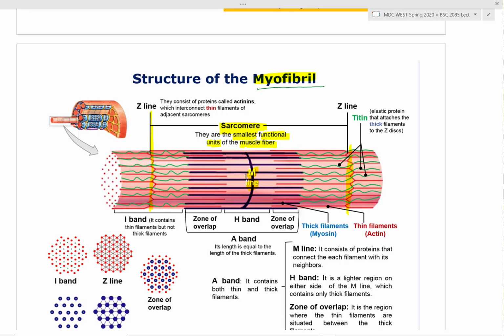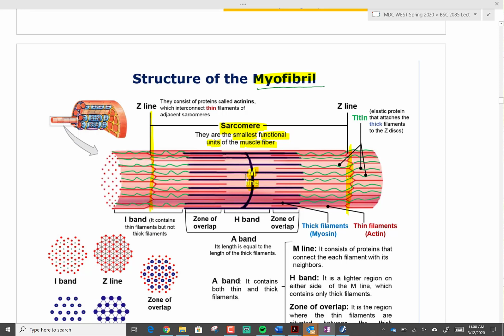That means that from Z line and Z lines are getting what? Closer together. Okay? Anything that you see there that is thick, which color you see that is thick? The purple. They're really thick, right? That is your thick filaments, which you already know. Those are myosin. The red ones are known as what? Thin. Those are actin. And the green ones are known as titin.